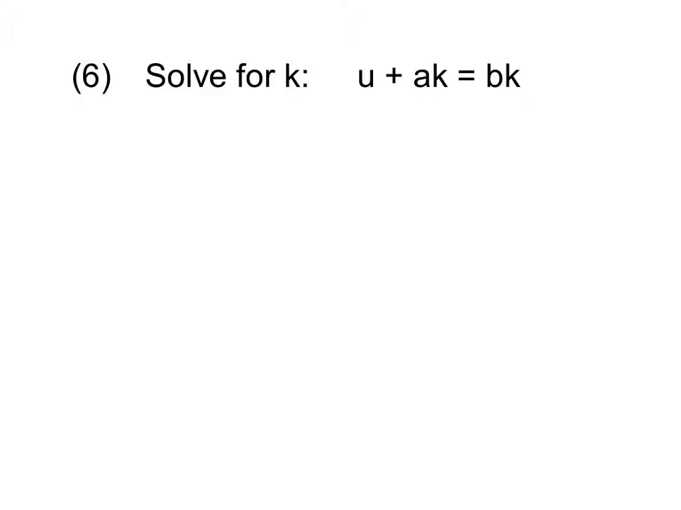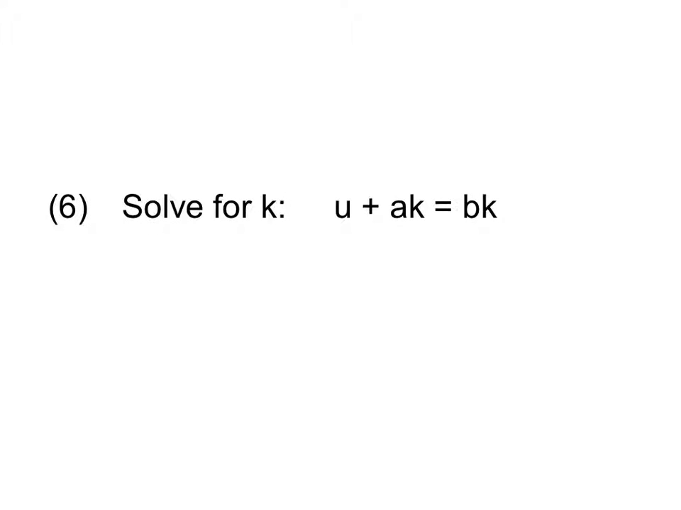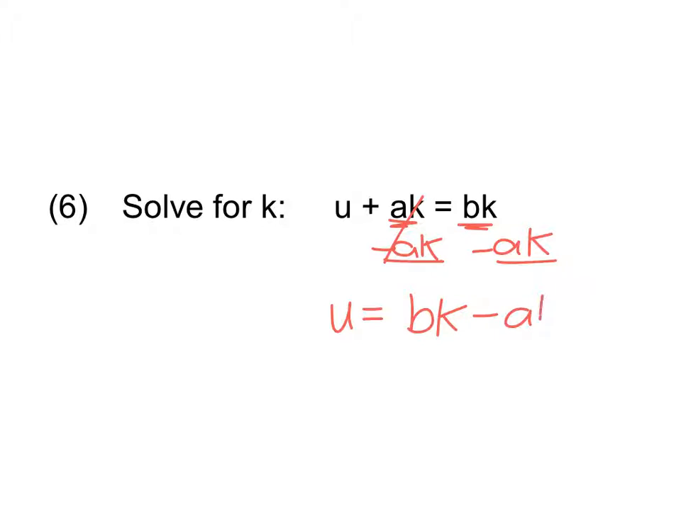All right, so we're solving for K here. We have a K on one side and a K on the other side, so this fits what you're looking for. The idea would be to isolate the K, so they've got to get to the same side. So let's subtract off AK. Always the opposite of whatever operation is there. U equals BK minus AK.